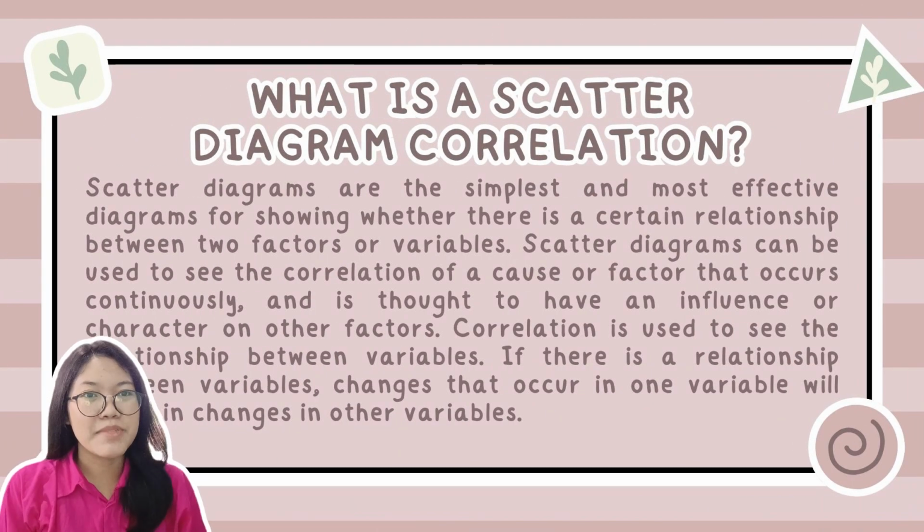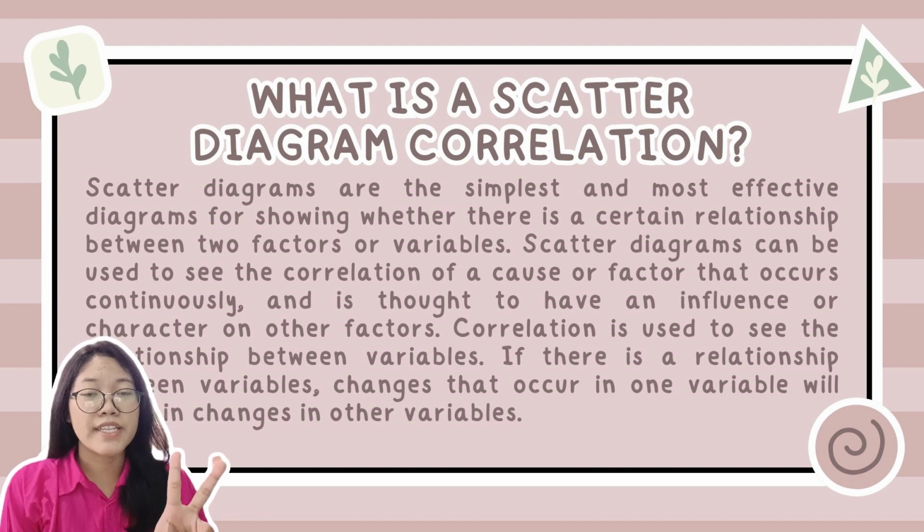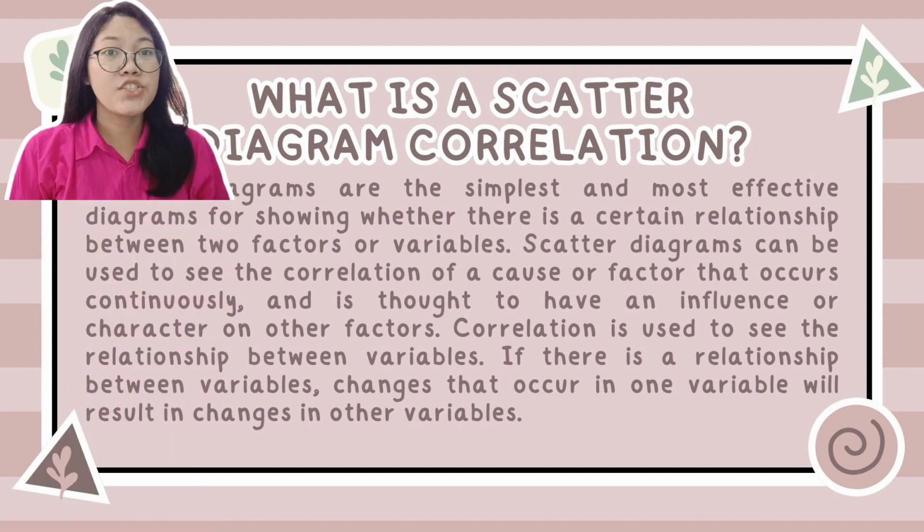So, scatter diagrams are the simplest and most effective diagram for showing whether there is a certain relationship between two vectors or variables. A scatter diagram can be used to see the correlations of a cause or vector that occurs continuously and is thought to have an influence or character on other vectors. Correlation is used to see the relationship between variables. If there is a relationship between variables, changes that occur in one variable will result in changes in other variables.